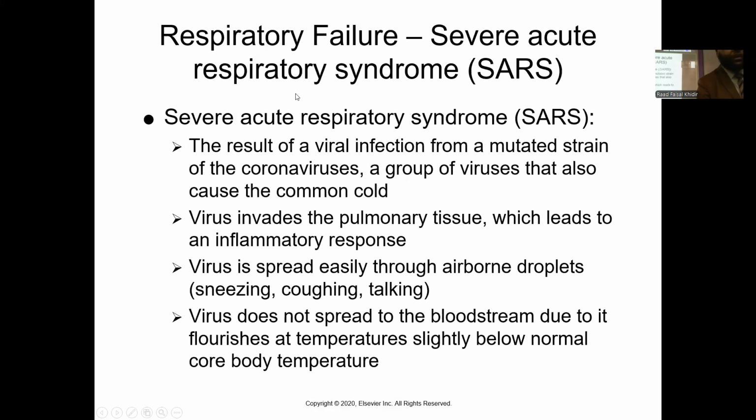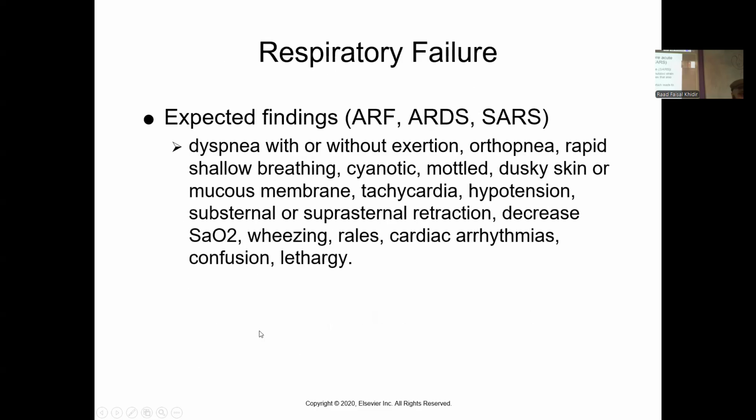Okay, respiratory failure, severe acute respiratory syndrome, that's the result of a viral infection. That's why they classified SARS back in the day. It was something like the COVID. And from a mutated strain of the coronaviruses, which is a group of viruses that also cause the common cold. A virus that invades the pulmonary tissue, which leads to an inflammatory response. And you have a virus that is spread easily through airborne droplets. The virus does not spread to the bloodstream because it flourishes at a temperature slightly below the normal.